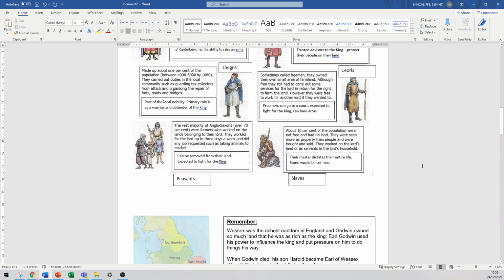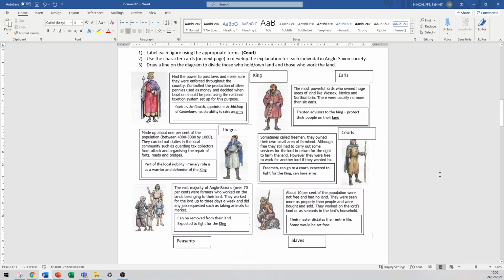Some would be set free. Okay, so I'll leave that there so you can pause the video if you need to add that information in. But that is the makeup of Anglo-Saxon society. The king at the top, followed by the earls, followed by the thanes, followed by the peasants, and the slaves are at the bottom of society.